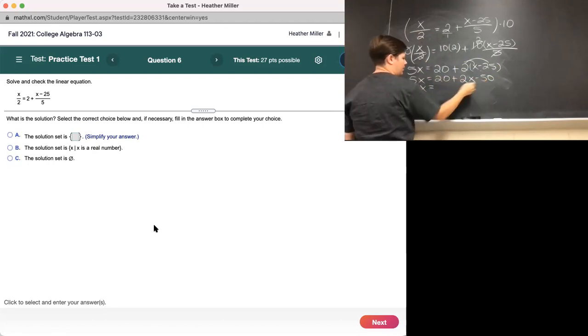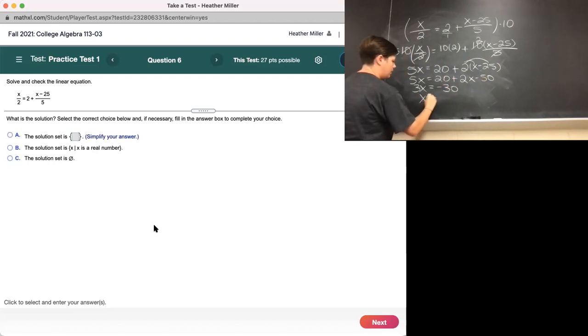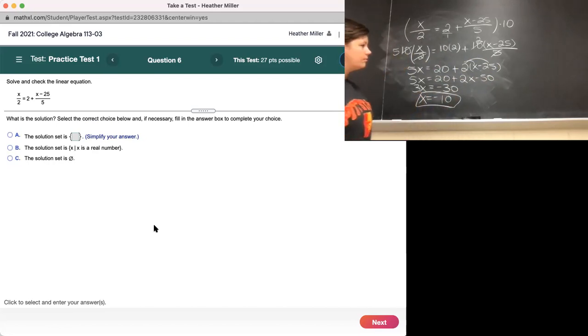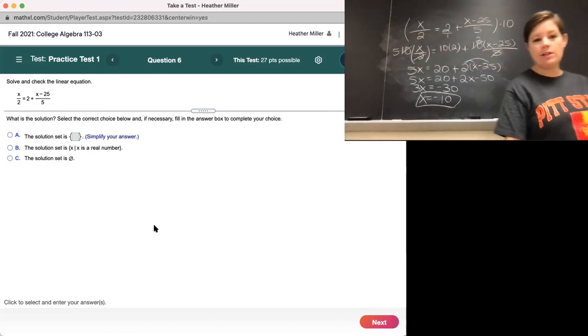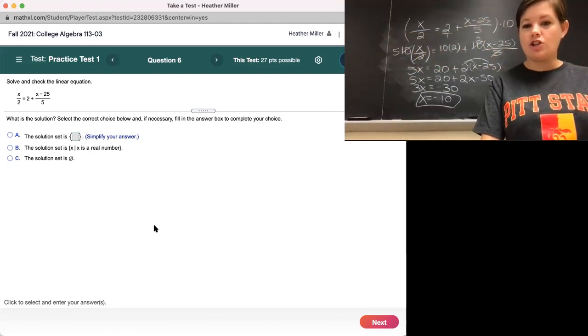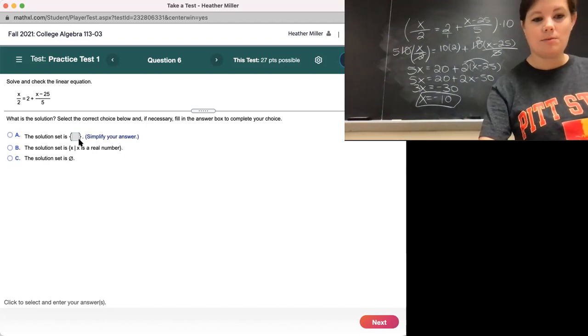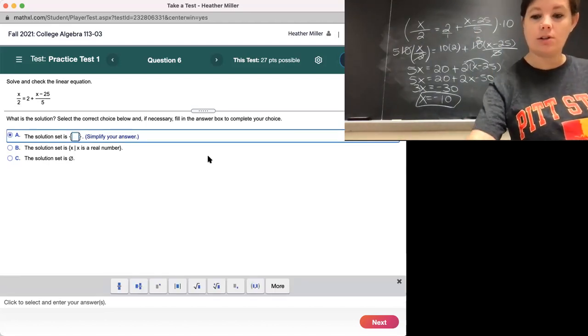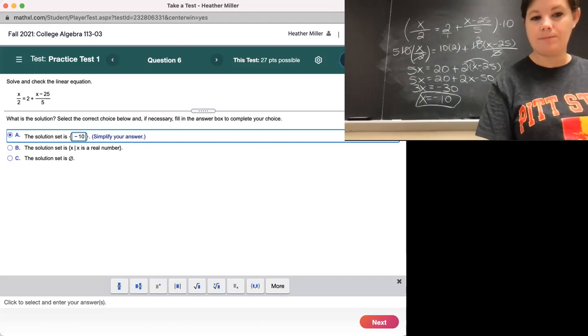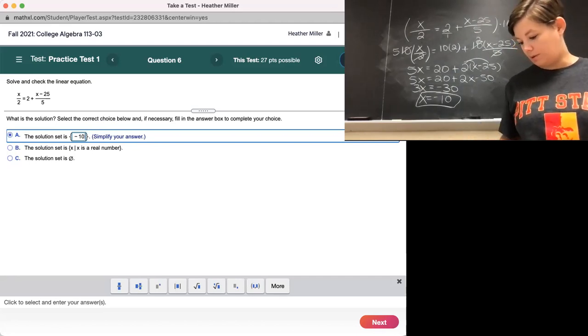Combine like terms, I'm going to subtract that 2x over. 3x equals 20 minus 50, which is minus 30. Divide both sides by 3. And I get x equals negative 10. You can always go back through and check to make sure that that works. I actually did check it, and it does work. I checked it on my paper to make sure that my math was correct.